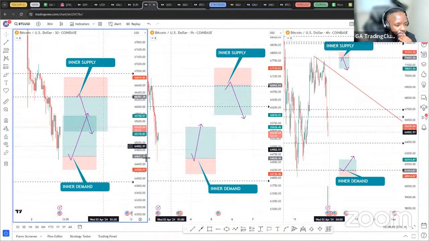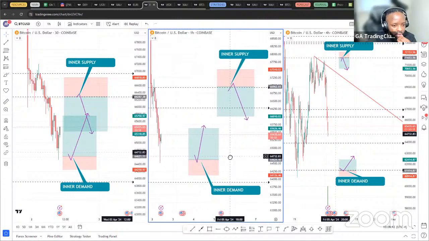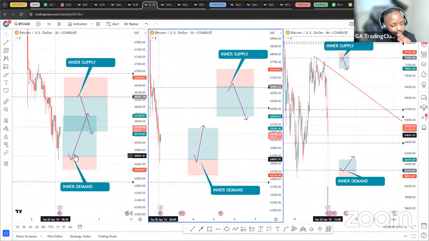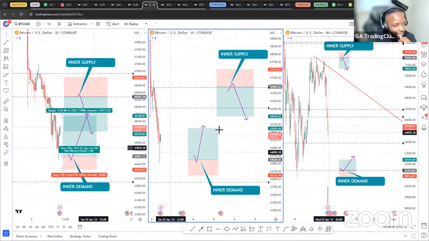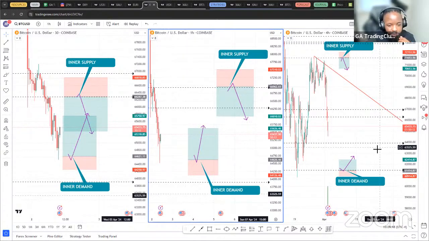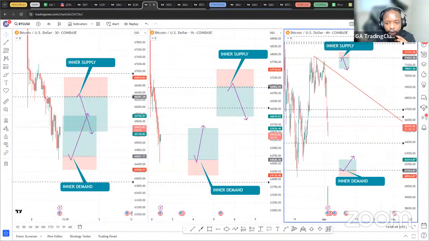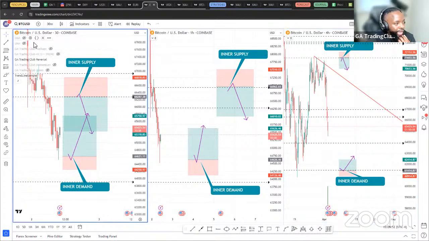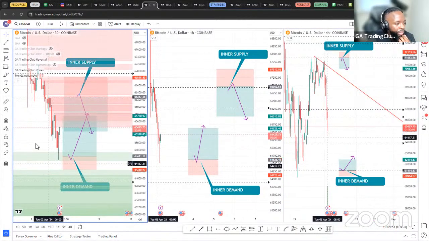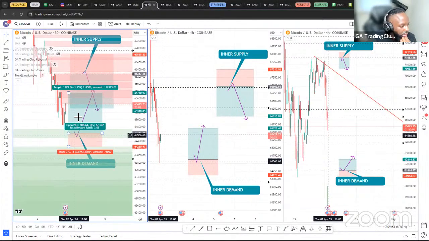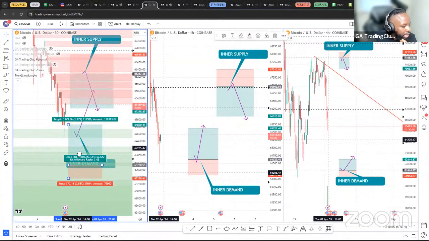BTC, the zones still remain. But just know that for Bitcoin, the 30-minute and 1 hour zones already got tapped in before market open, but they're still valid. Actually, they are not. Let me edit the Bitcoin zones because this zone right here is only based off of one candle.